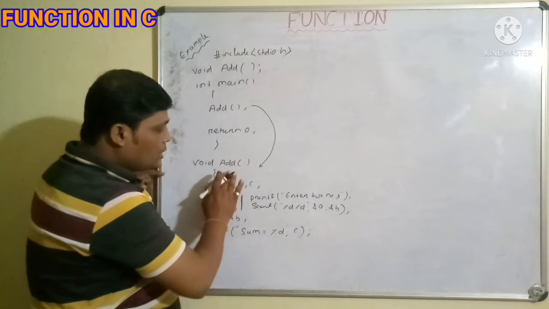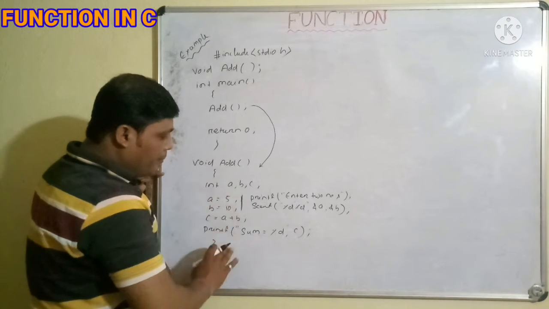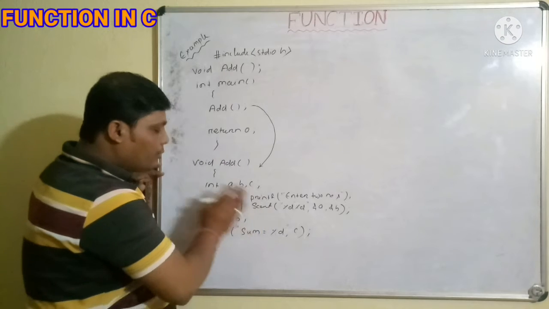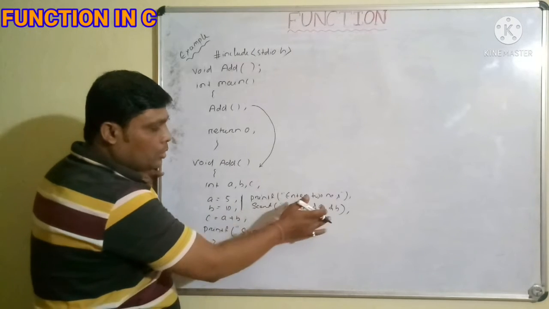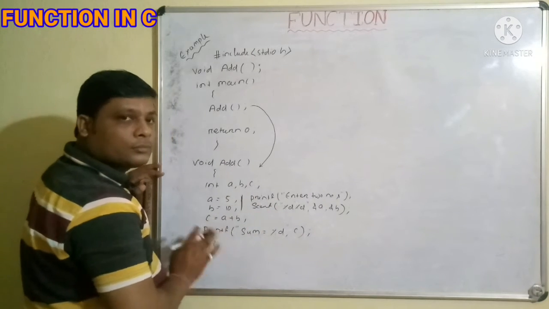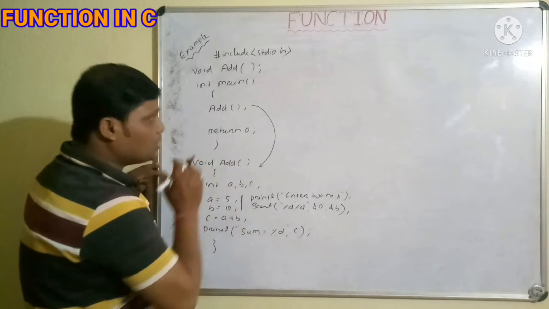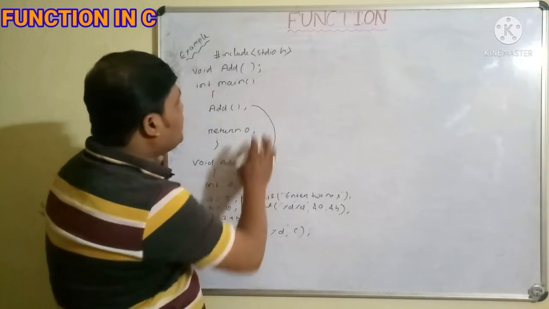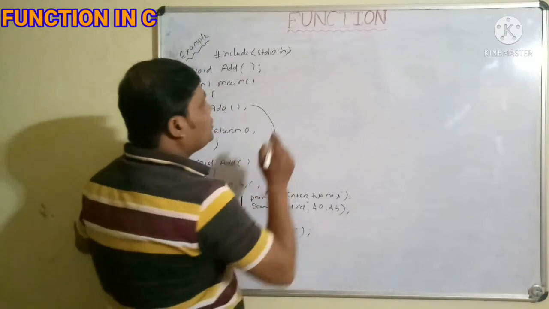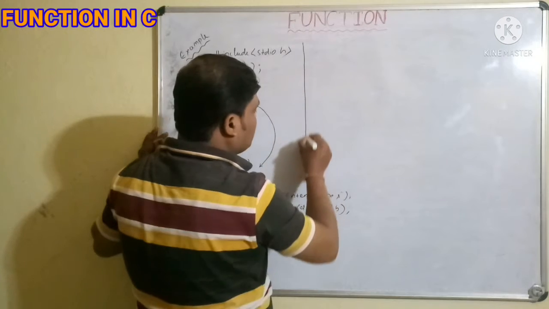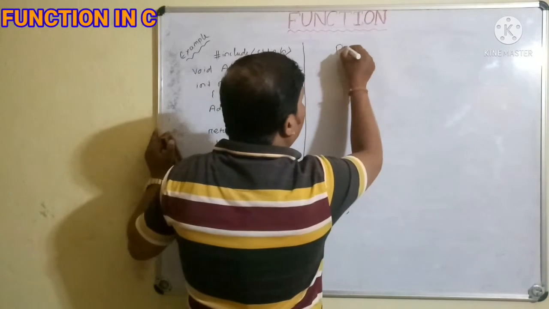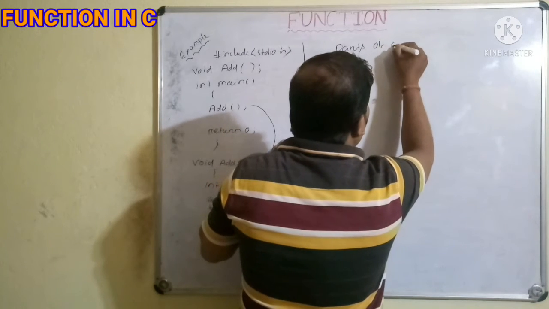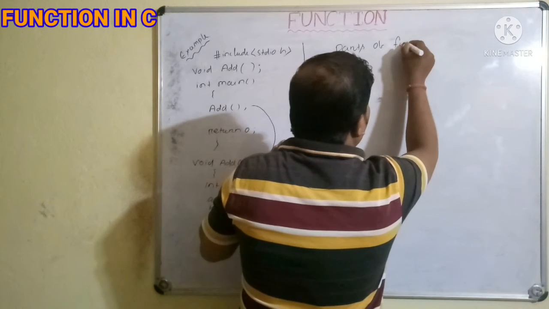Clear? So here in the addition block, I have defined all the code or logic so that it will add two numbers. We have to input two numbers, then we have to add. Clear? Now see, before explaining this program, just see the parts of a function.